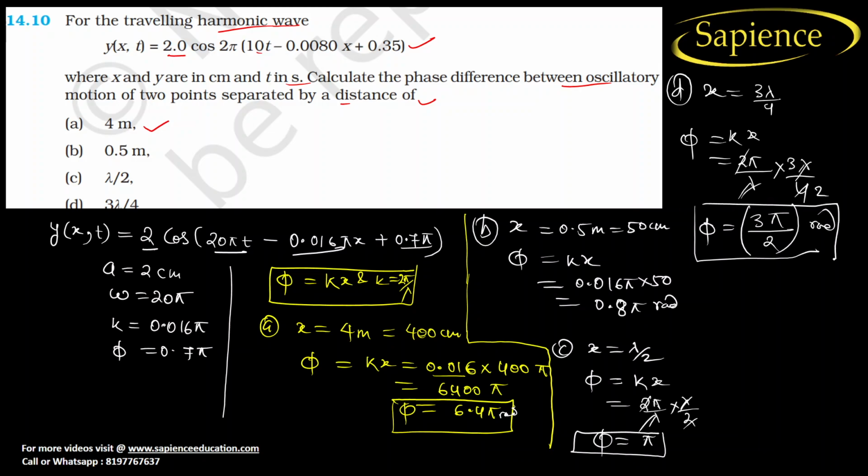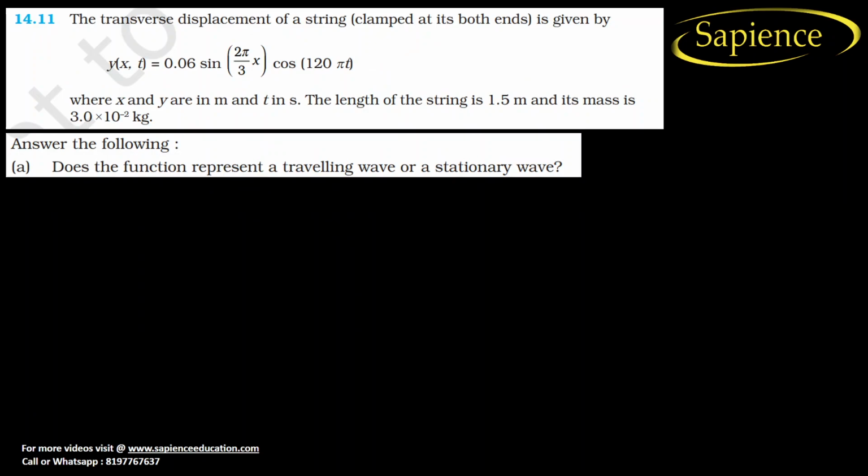I hope you have understood this. Now go for the next question. The transverse displacement of the string clamped at its both ends is given as this, where x and y are in m and t in second. The length of the string is 1.5 meter and its mass is this. Does the function represent the traveling wave or stationary wave?